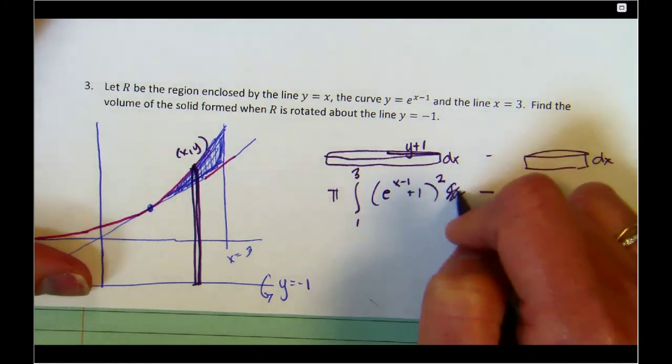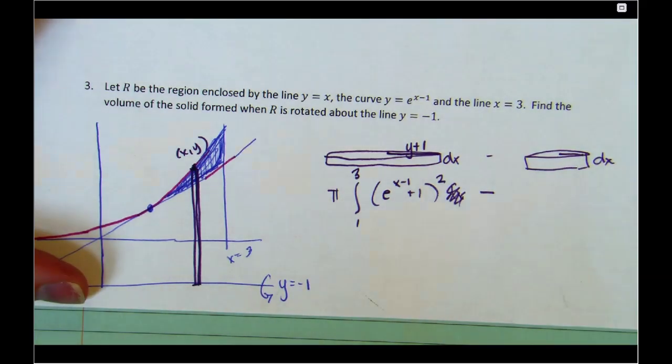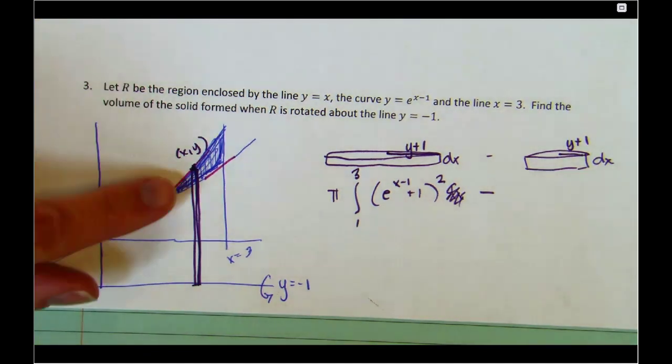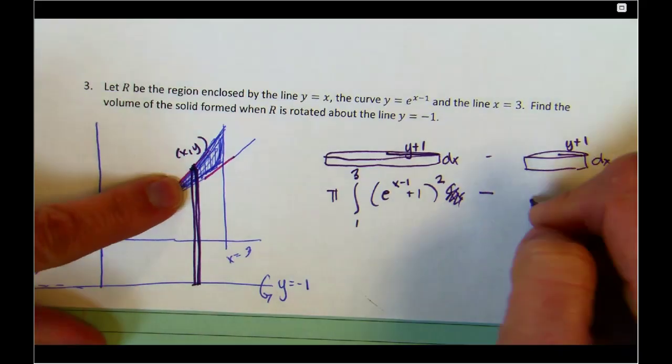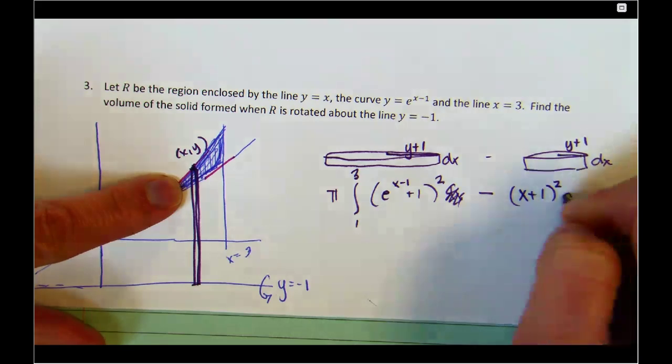I'm not going to put the dx in there. The other one, the nice thing is once you decide the radius, it's the same. It's y plus 1. It's just that your equation changes. Your y becomes x plus 1. Don't forget to square it because it's pi radius squared.